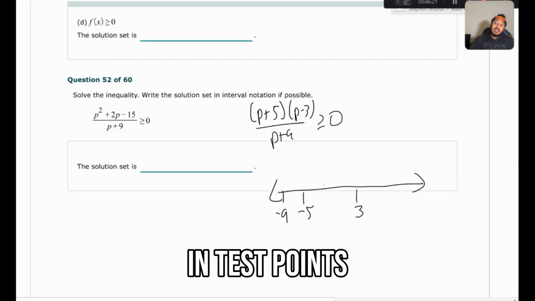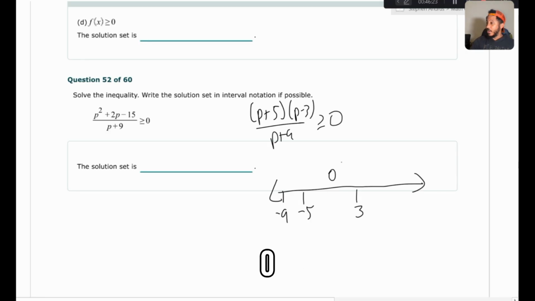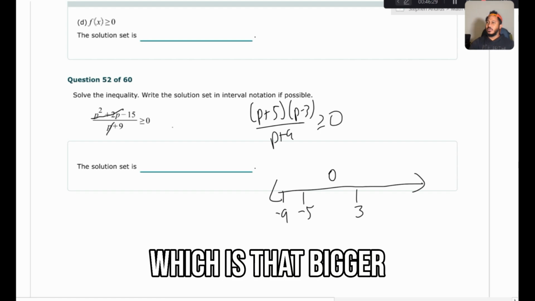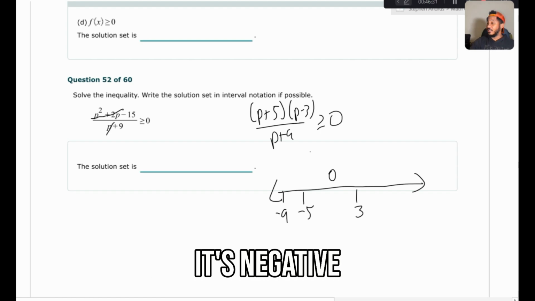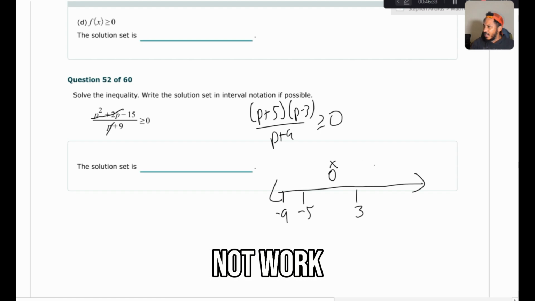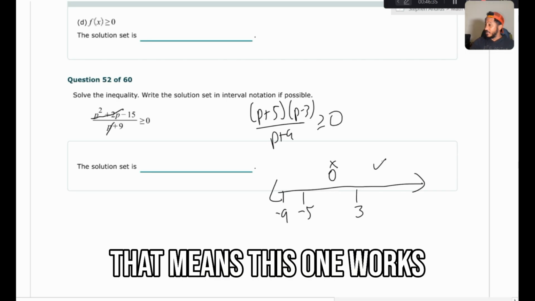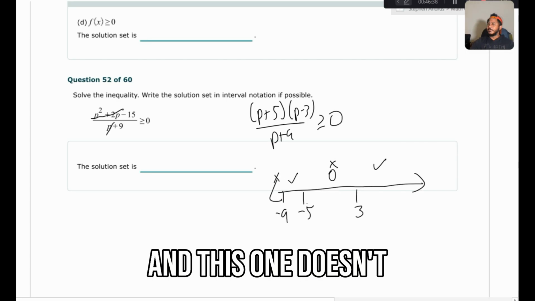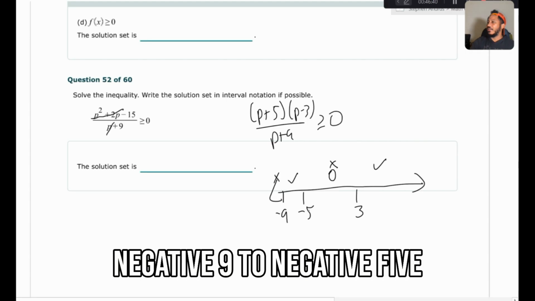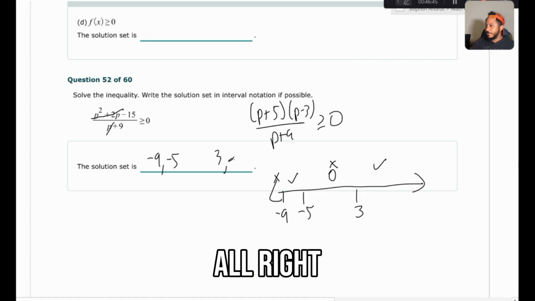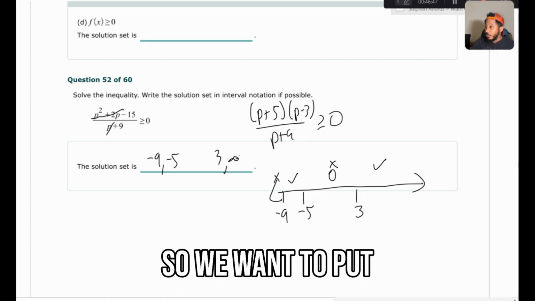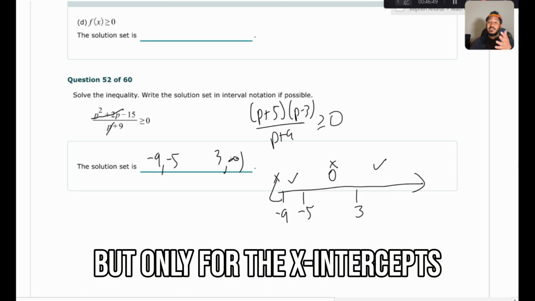And now we plug in test points, or at least one, right? Say 0. I'll plug in 0, this would be -15/9, which, is that bigger than 0? It's not, it's negative. So that region would not work, which means, according to our multiplicities, that this one works, and this one doesn't. And so the ones that work are from -9 to -5, and then from 3 to infinity. Now, it says greater than or equal to, so we want to put as many brackets as possible, but only for the x-intercepts, not the asymptotes.